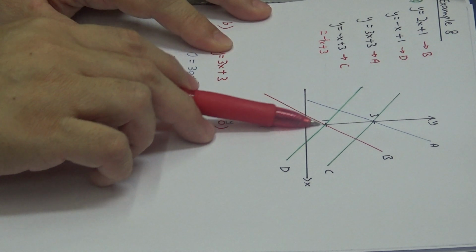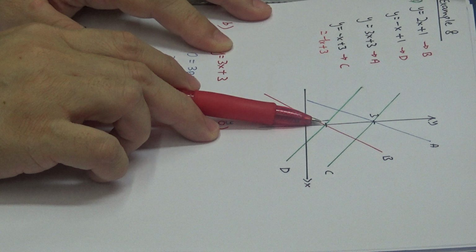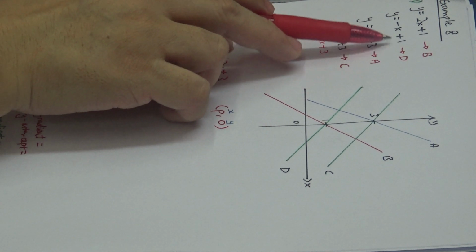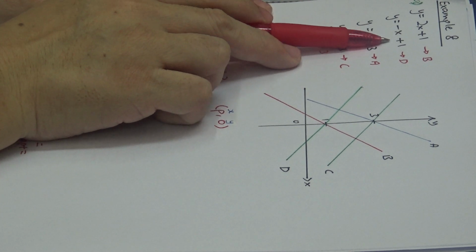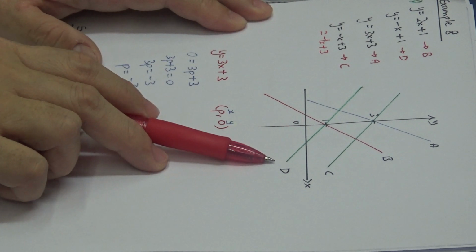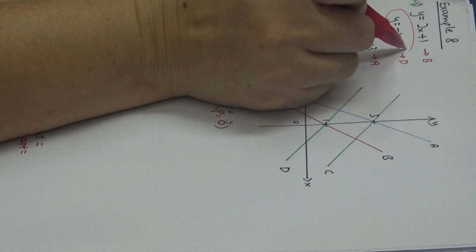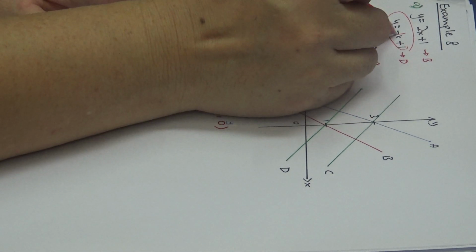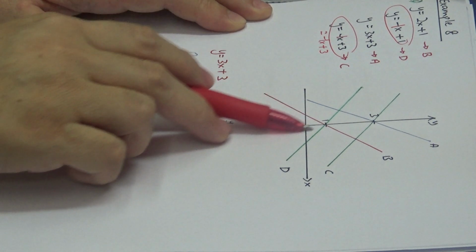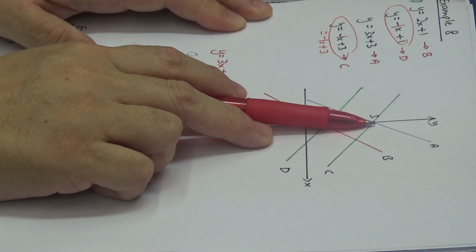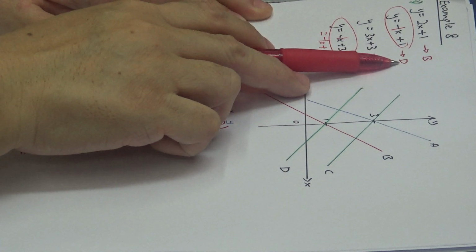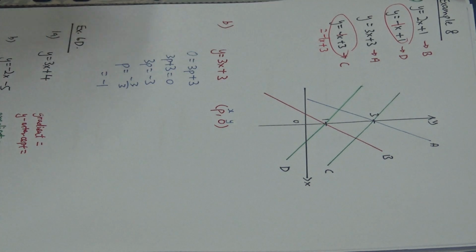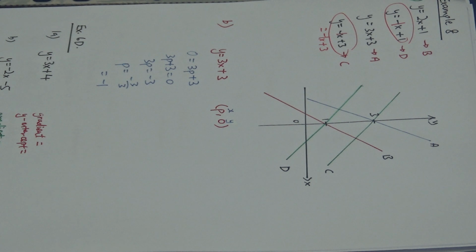Look at part D. Part D cuts at 1. So the line D will have the equation y equals negative x plus 1 because it's a negative gradient. Now I want you to take note that this and this have the same gradient of negative 1. That's why they are parallel. But C cuts at 3 and D cuts at 1. Therefore, this will be the match of the equations. That will complete part A of example 8.